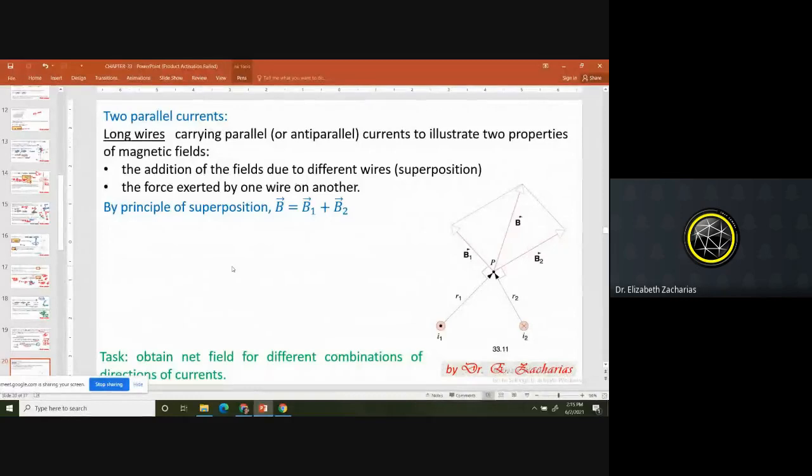Okay, in the next class, what we'll do is, we have seen one wire, we have seen the magnetic field it can set up. Next, we are going to take two parallel current carrying wires, and see what is the resultant magnetic field at a point. Basically, we are going to use the principle of superposition to find out the net magnetic field because of two wires carrying currents. Okay, so I stop here.